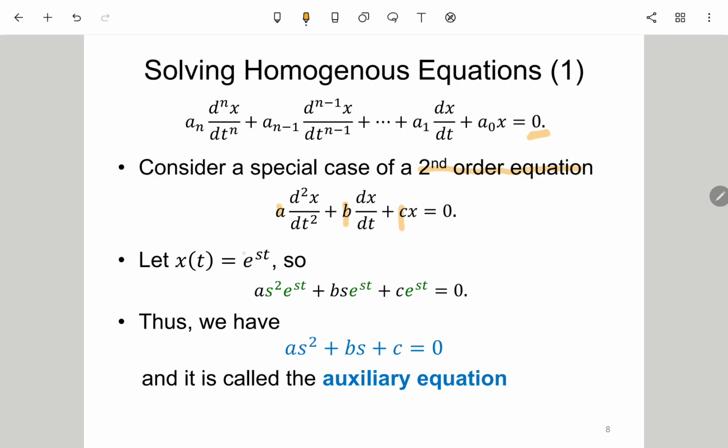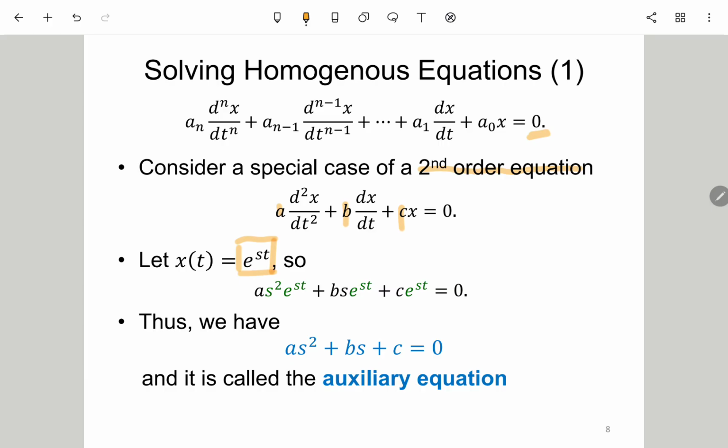Don't ask why. Here I directly tell you, this should be the answer. We make it exponential to s times t. Exponential to s times t.